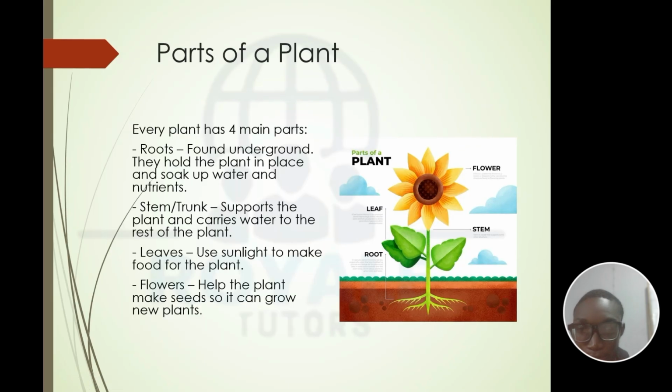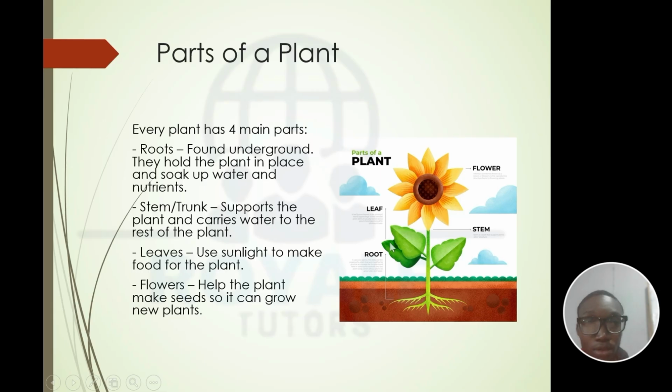So let's take that again. We said we have four main parts of the plant, right? We have the leaves, the roots, stem, and the flowers. The roots are found underground inside the soil. They hold the plants in place and they help to soak up water and nutrients, while the stem supports the plant and carries water to the rest of the plant. So the stem is that guy that takes up water to the other parts of the plant, just like the way when you eat something and you need to swallow it before it gets to your stomach. So that part of you that takes the food from your mouth all the way down to your stomach, that's like the stem. And you have the leaves.